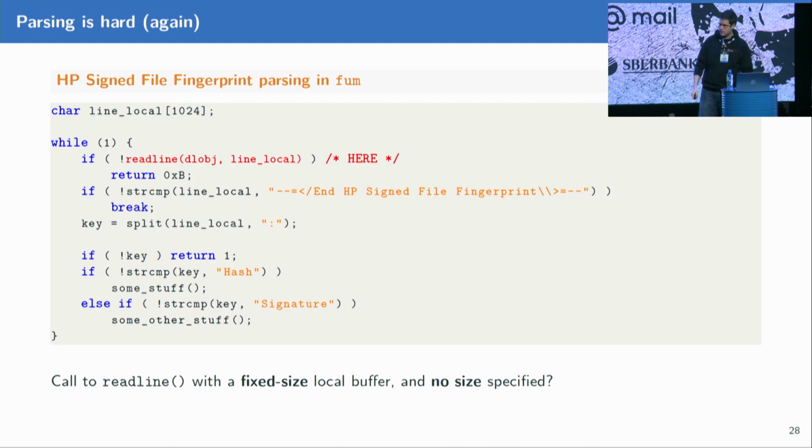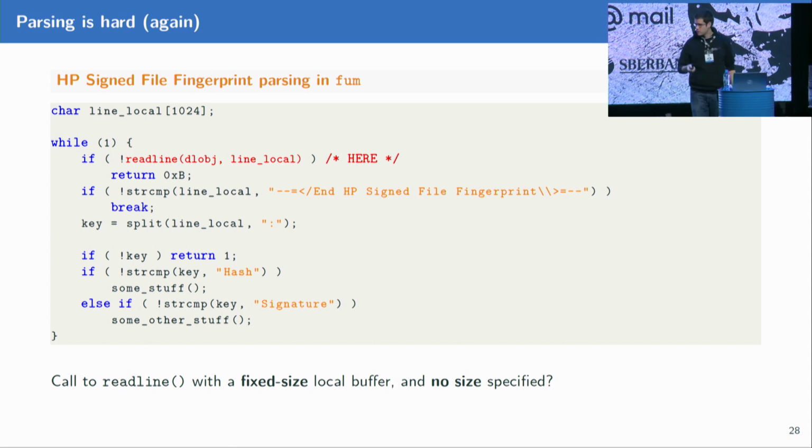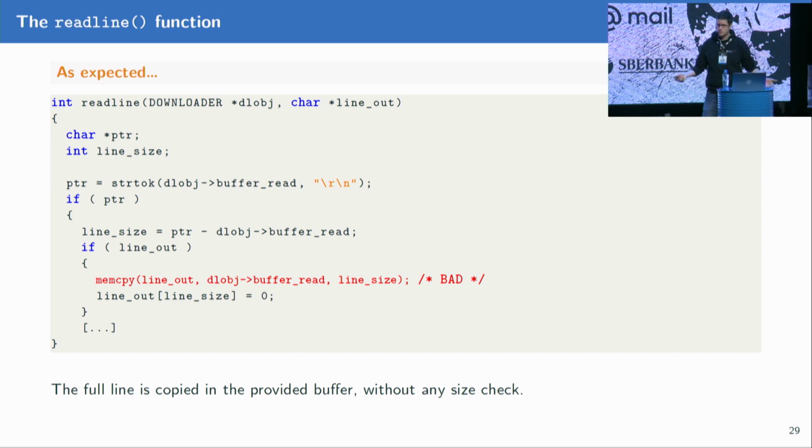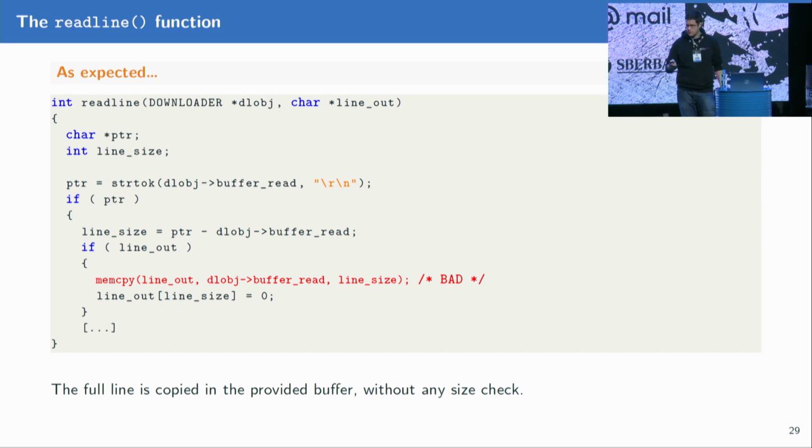So we then had a look at how Fume was handling the fingerprint header. And we quickly found this specific function in which it parses the header. We saw this call to the function readline, in red, in which a local stack buffer is passed without any size. So this is not always a good idea. And if we look at the readline function, we can see that there's no check on the size of the buffer. So there's a trivial buffer overflow in the parsing of this header.